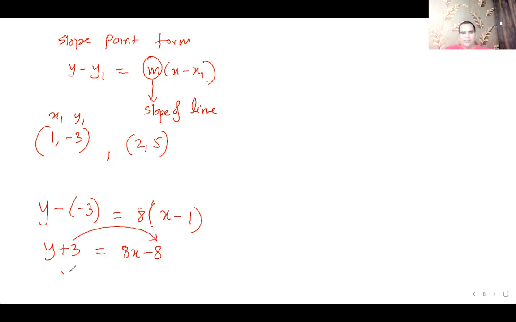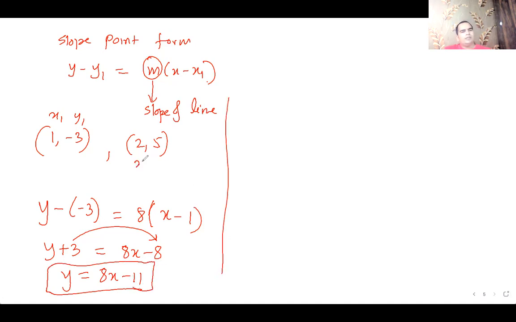Bring this 3 to the other side and it becomes y equals 8x minus 11, which is the same answer we got previously. You could also have taken this as x1, y1. So if I do x1 comma y1 here, it will be y minus 5 equals m, that is 8, times x minus 2.